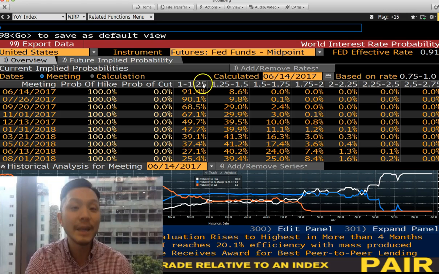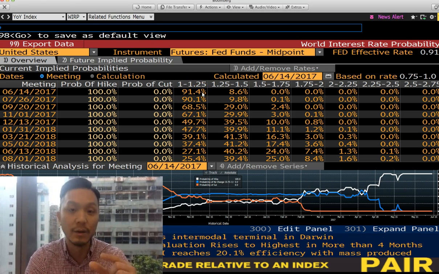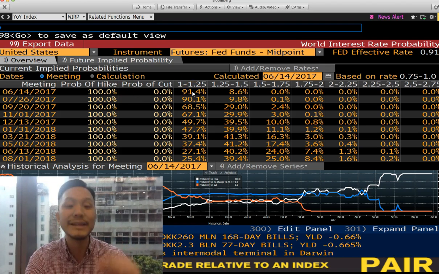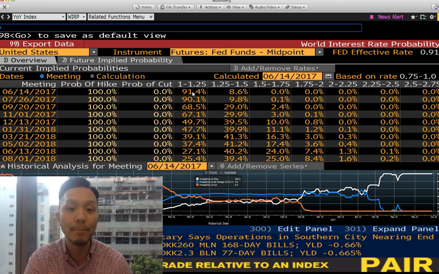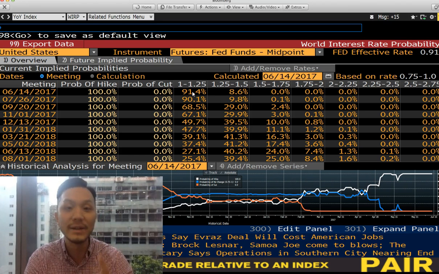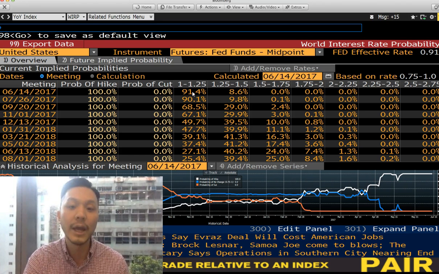So this is raising by, what we call in the market, one time. A hike of one scale, okay? So the probability of that is 91.4%. The majority of this 100% is saying that Janet Yellen would say let's make the interest rate go up. But most of them are saying it will only go up one scale, okay? Raising two times, meaning 50 basis points, is only 8.6%. So this is how it goes.